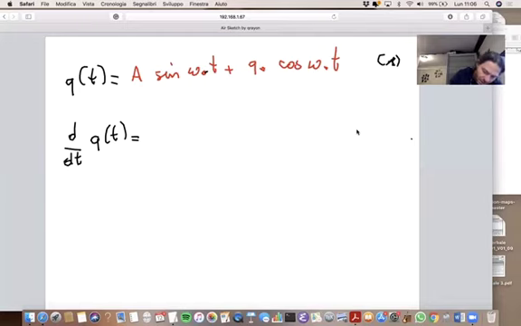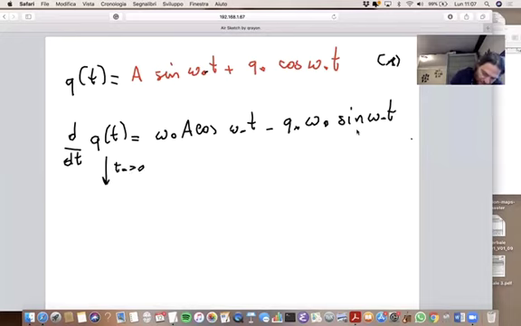That's going to be omega naught A cosine omega naught t, negative q naught omega naught sine omega naught t. Sorry, of course there's cosine here. And sine omega naught t. And then let's take t equal naught. So I get the time derivative at t naught equals 0. And let me multiply by the mass so that I can get the P naught.